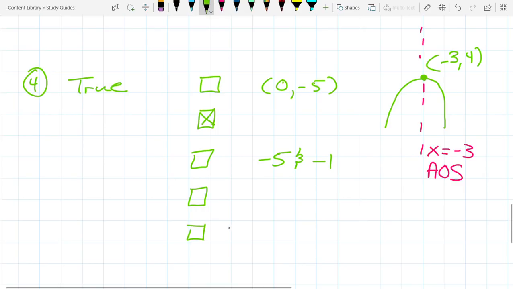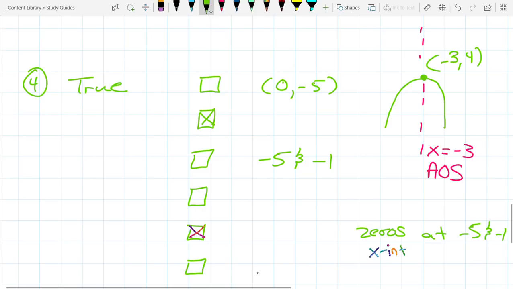Let's see if the fifth box works. The fifth one says it has zeros at -5 and -1. Well, remember zeros, we just talked about it. It's another name for x-intercepts. And that's true, because we just said the x-intercepts were -5 and -1. So we definitely put a check in that box.